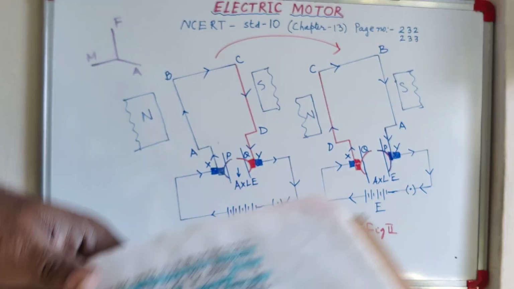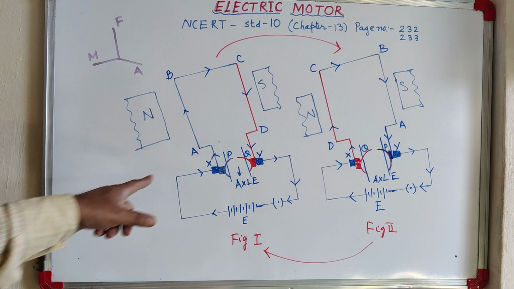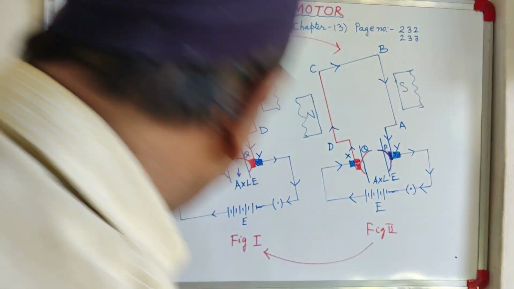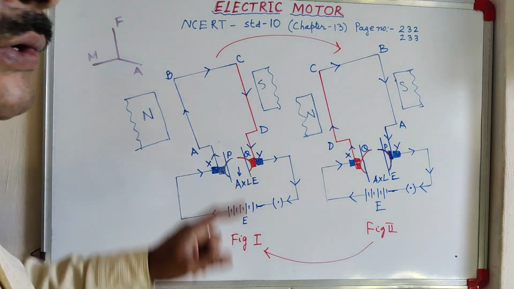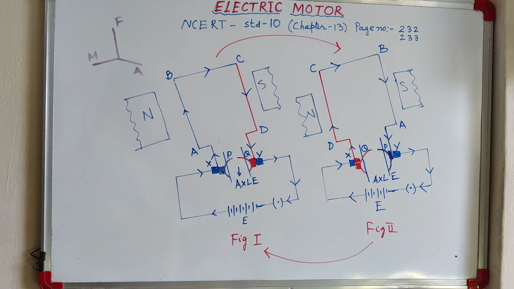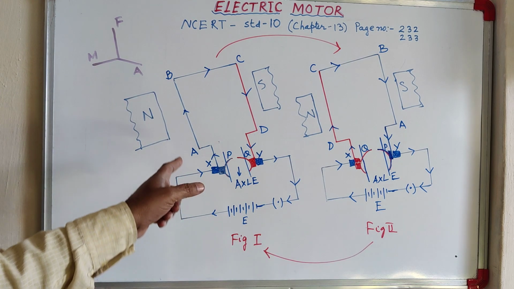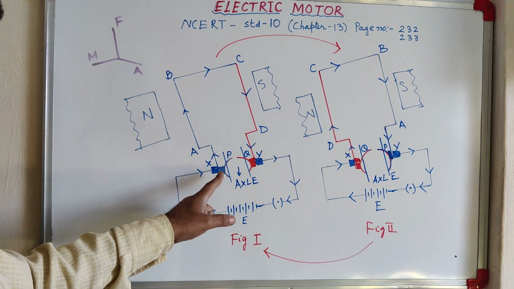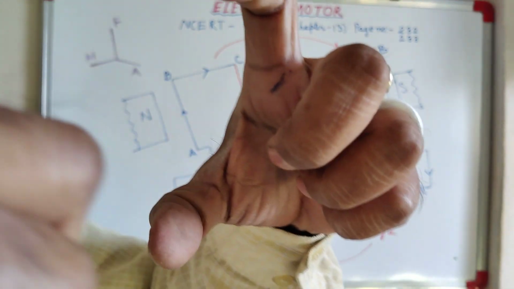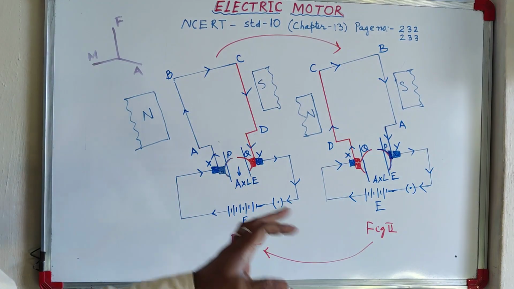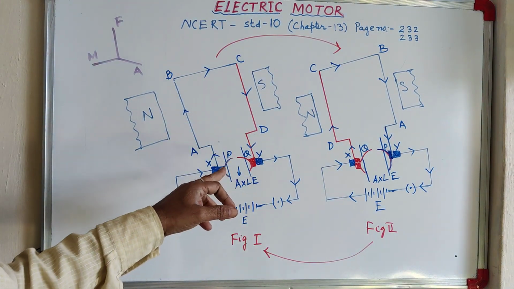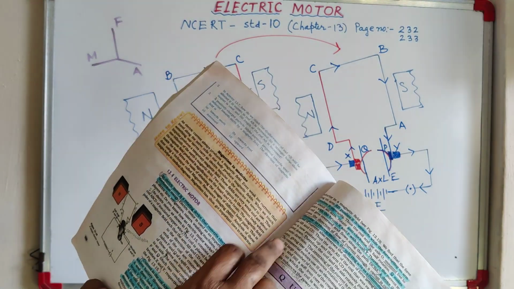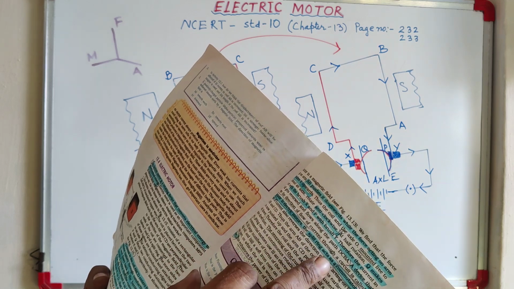Clear? Now this coil is there, and I have given the names A, B, C, D, just to discuss the position of the different parts of the coil. It is not actually given in the book. Now this coil ends with a split ring, like this, to give the electrical connection. That split ring is actually called commutator.